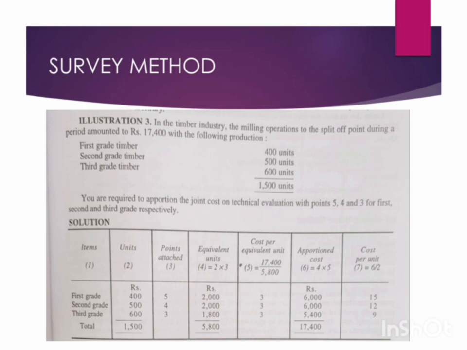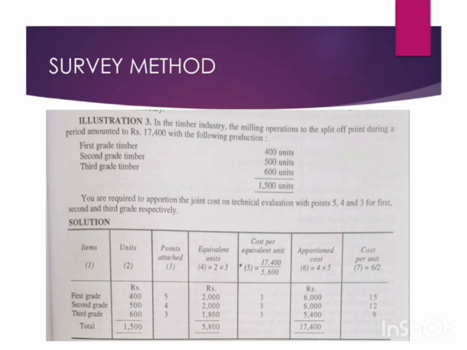In order to arrive at the solution, we have to open 7 columns. First one items, second one units, third one points attached, fourth column equivalent units, fifth one cost per equivalent unit, sixth one apportioned cost and the last column is cost per unit. Now the units for first, second and third grade are given in the question itself: 400 units, 500 units and 600 units. Now in the third column we have to give points attached.